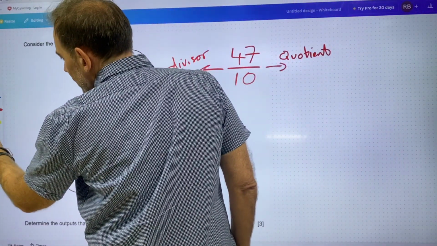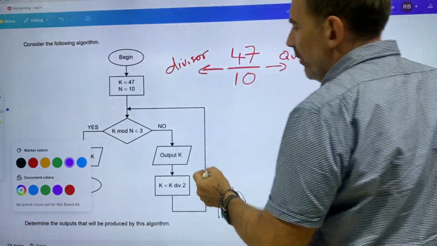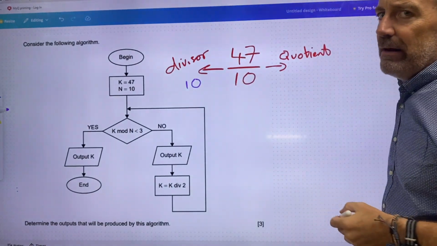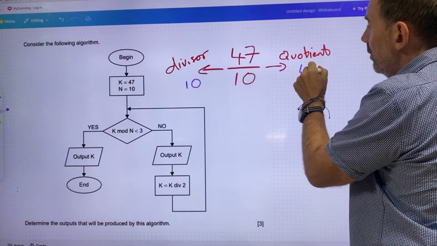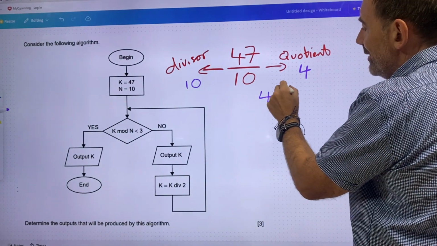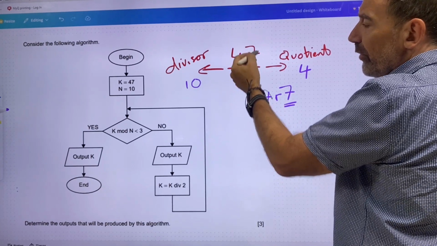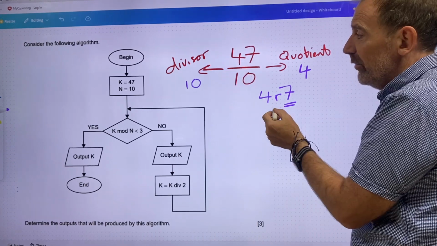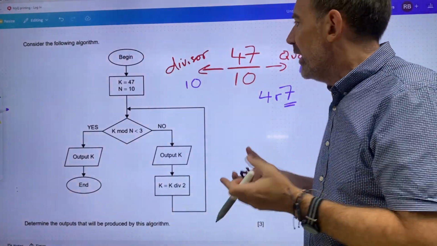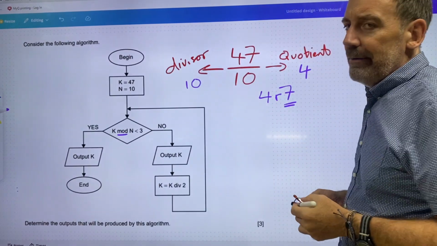Okay, let's just give that a recolour. So our divisor is 10. When we divide 47 by 10, we get 4, remainder 7. Okay, because 10 goes into 47 4 times. Don't consider decimal places in this respect, as I mentioned to you before. Just think about the remainder. When you see mod, think about the remainder.